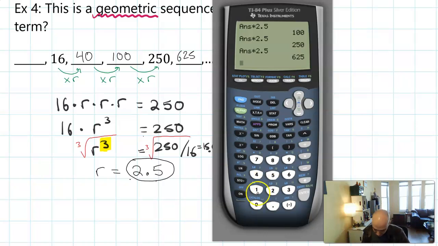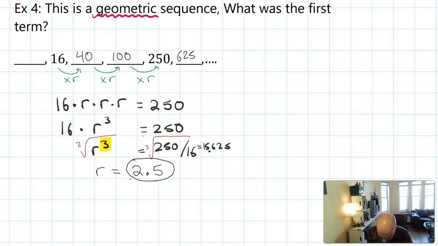Now how do I go backwards? You just divide. Let's go back to 16 and divide by 2.5. You get 6.4, and that is what the first term must have been, 6.4. And you do it by finding the common ratio and then solving around.